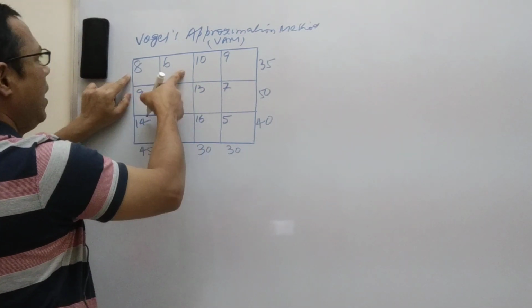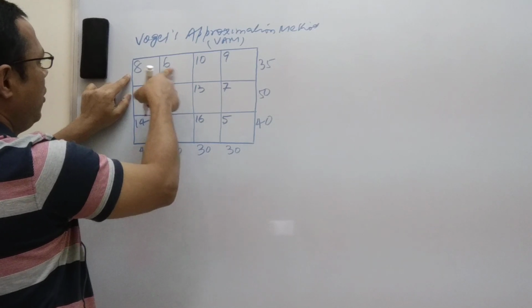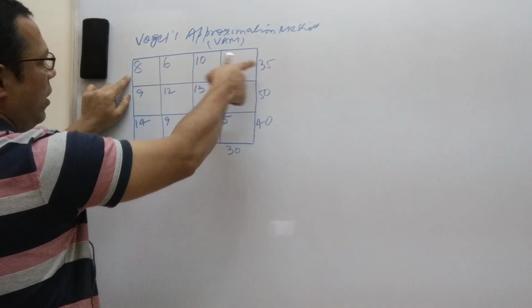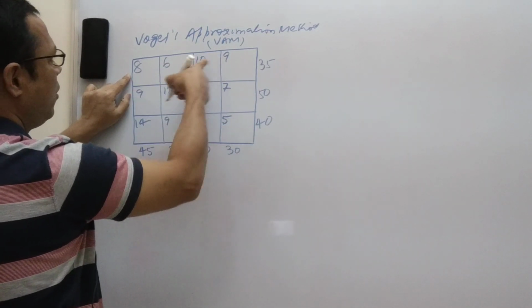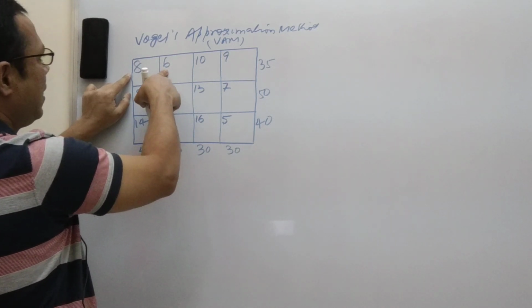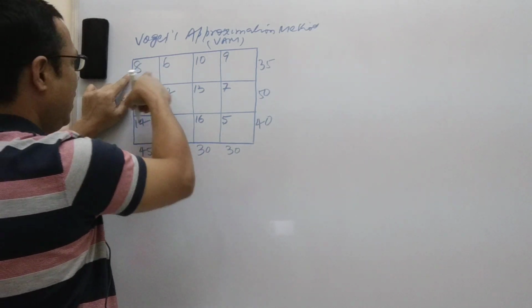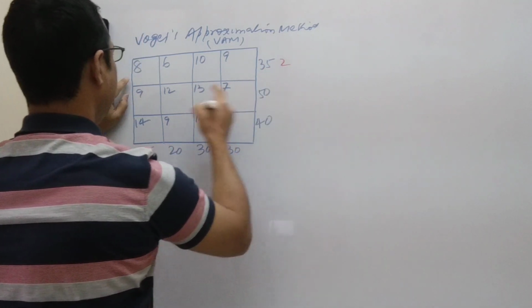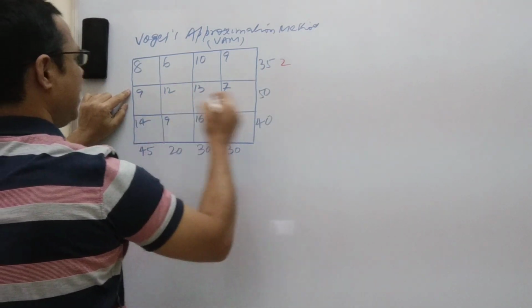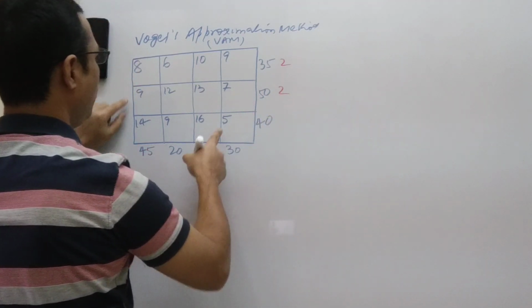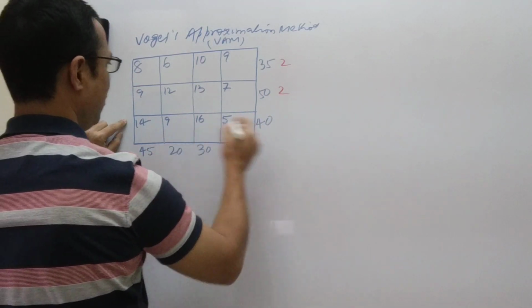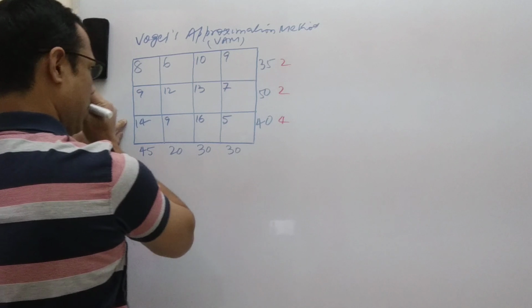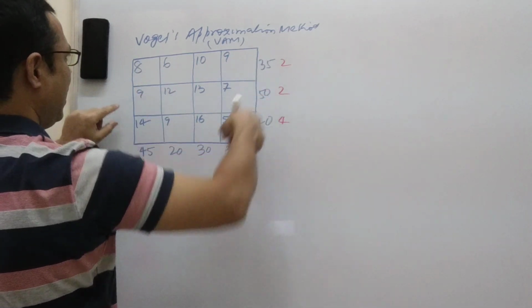See here, in Vogel's approximation, first we need to find the penalty for each row and each column. For the first row, the least value is 6 and the next to least value is 8, so the difference is 2. Here the least is 7, next least is 9, difference is 2. Least is 5, next least is 9, difference is 4. So we can say these are the penalties.